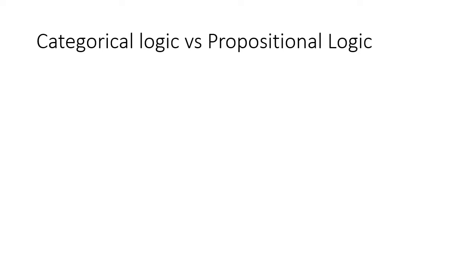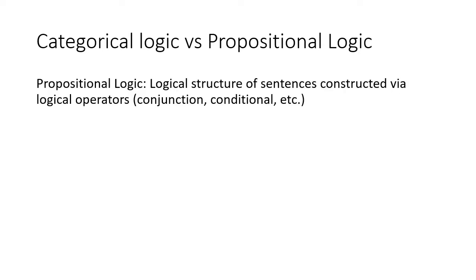So up until now, we've been talking about what we call propositional logic or sentential logic. And categorical logic, what we're going to be discussing here, is a little bit different. Propositional logic is concerned with the logical structure of sentences that are put together via logical operators: conjunction, conditional, disjunction, negation. They're all created by modification of existing sentences.